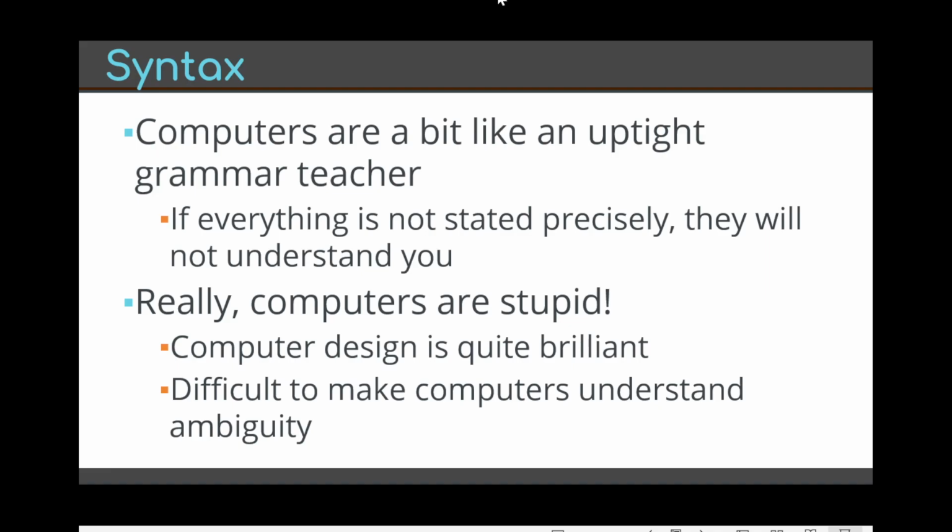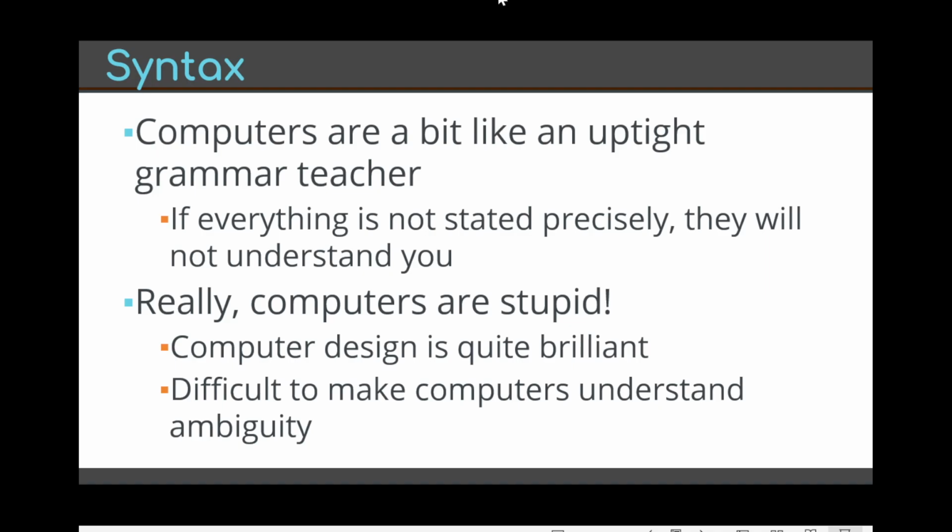Computers are uptight, like your grammar teachers. So everything has to be very precise. And there is not really a good sense of spell checking, although that may be changing with the large language models that interface with code. What they will do is help you format, like the auto formatter, but the actual meaning that you want to convey through your code, they don't know.